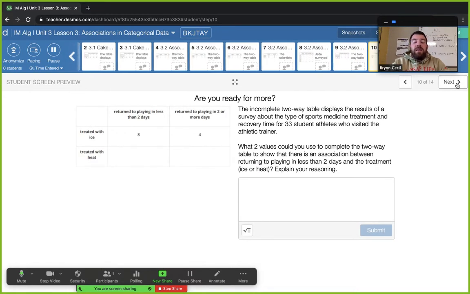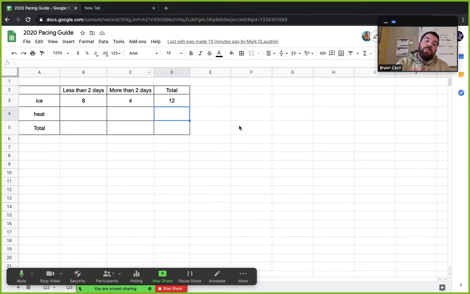Okay. Guys, so here is a table, and it's out of 33 students. So what two values could you use to complete the two-way table shown that there is an association between returning to playing in less than 2 days and the treatment, ice or heat, I'm sorry. And so here is basically, guys, that table there. Now the total that we have here is 33. And so we already have this, guys. So this has to be a total of 21. Really, you can pick anything. We want there to show that there is an association.